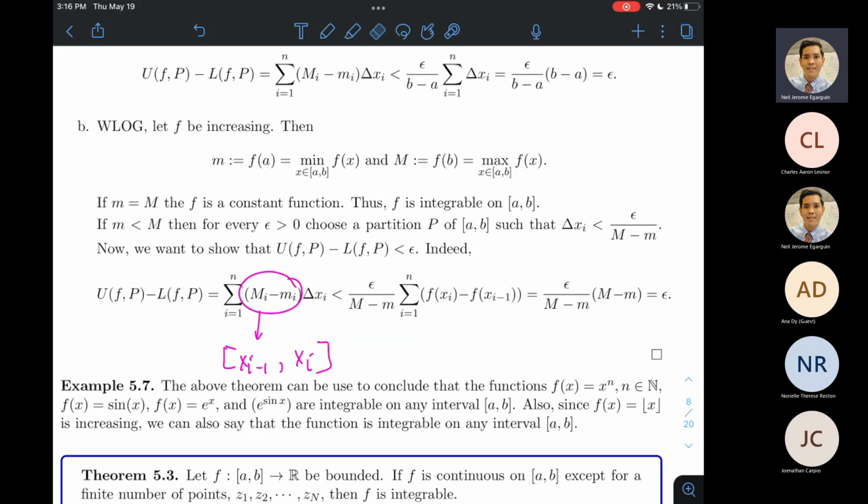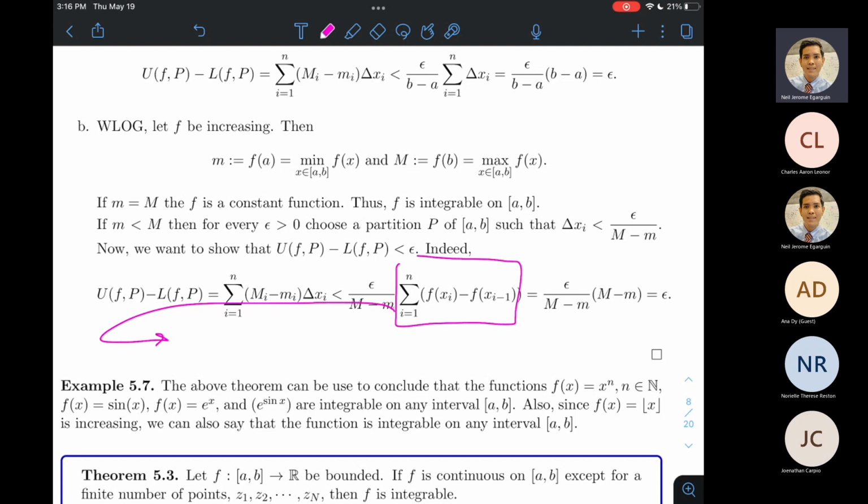Okay? Tapos, simplify natin itong summation na ito. Expand ko siya. Kapag kasi i ay 1, meron akong f of x1 minus f of x sub 0. But f of x sub 0, remember, is what? F of x sub 0 is f of a. Tama? Tapos kapag kasi i ay 2, magkakaroon tayo ng plus f of x2 minus f of x1.